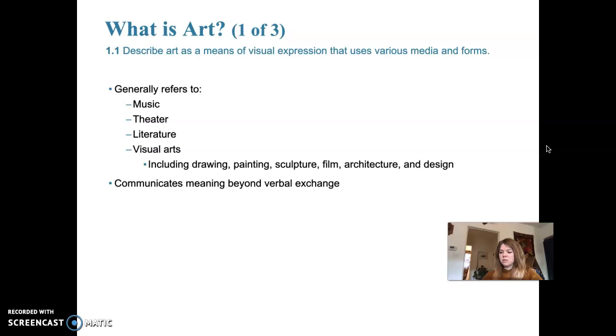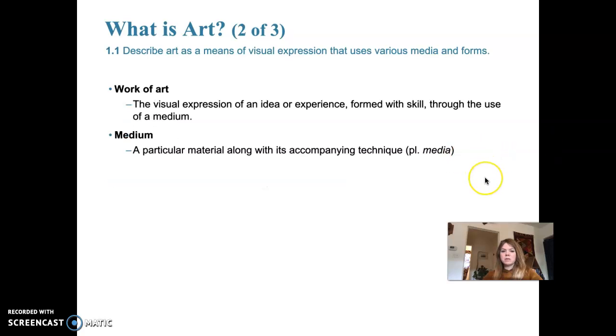And a work of art is the visual expression of an idea or an experience, and it's formed with skill, typically through the use of a medium. So we're going to talk about what a medium is too. It's a particular material along with its accompanying technique, and you can also call it a media. Media is the plural.